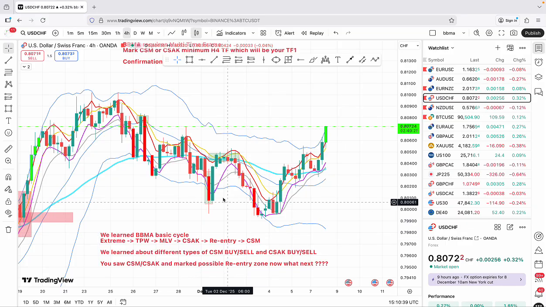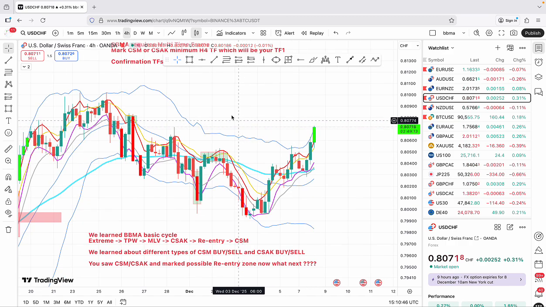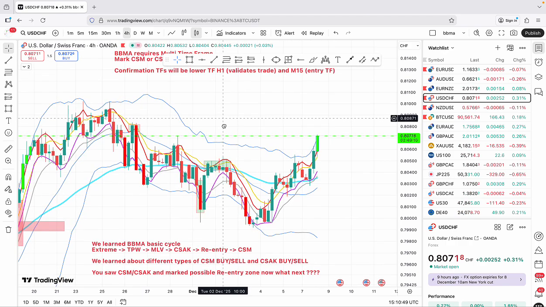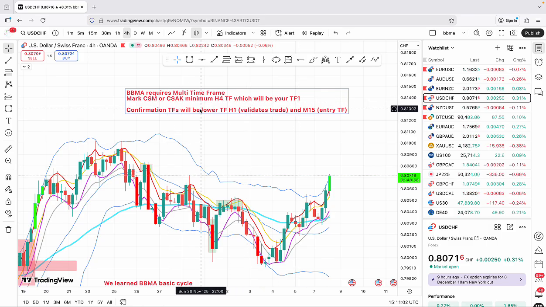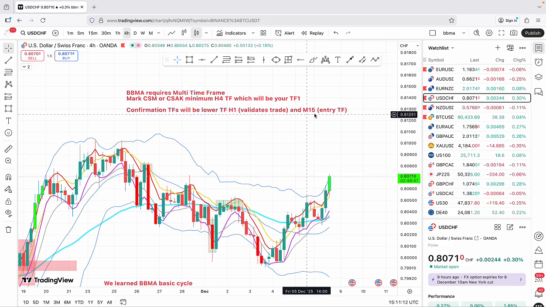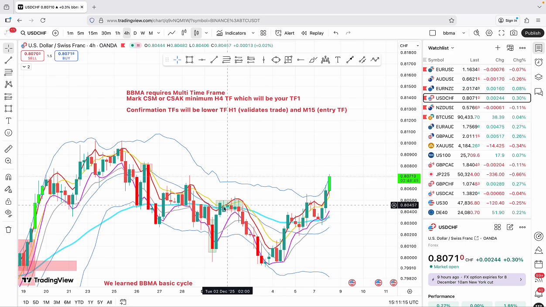So what to do next when we mark the re-entry zone? We need to validate the trade. We need to apply confirmation. So this video is about how to apply the confirmation. I have written over here, BBMA requires multi-time frame. Marking CSM and CSAK on minimum H4 time frame will be your time frame 1. And we need to apply confirmation on lower time frames. We need to validate the trade on time frame 2, which is H1, and on time frame 3, which will be M15, our entry time frame.